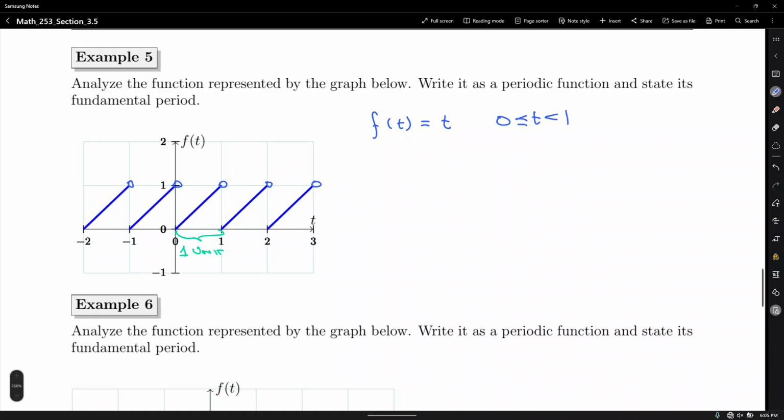So 0 to 1 repeats, 1 to 2 repeats, 2 to 3 repeats, it repeats and repeats. So the question here is, what is the fundamental period? The fundamental period would be T equals 1 because the graph repeats itself every 1 unit. All right.